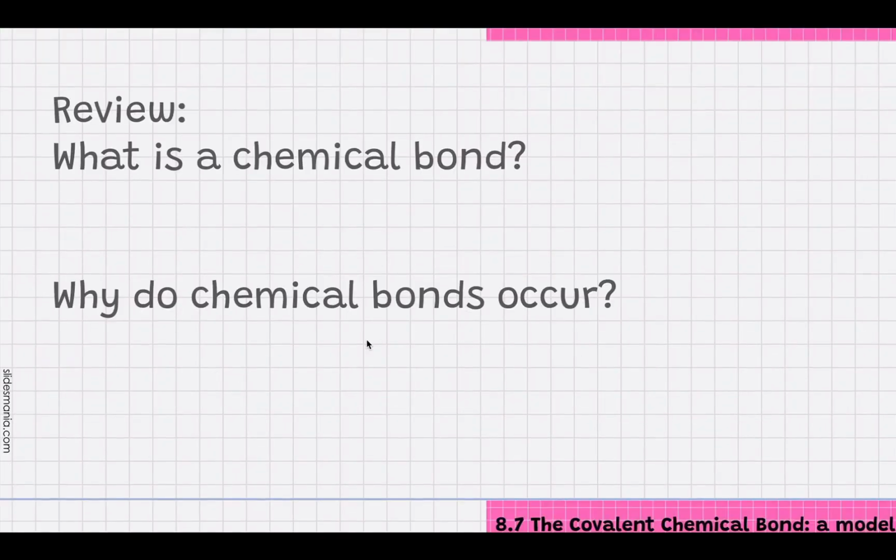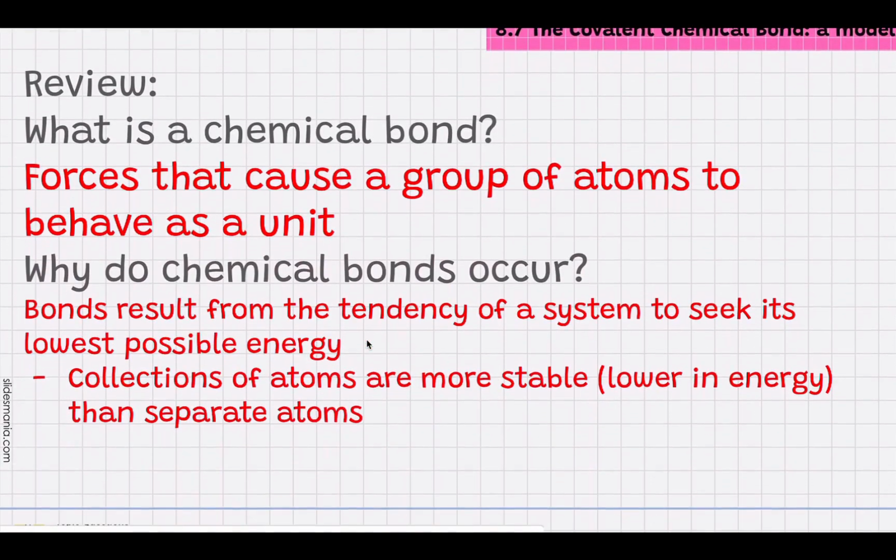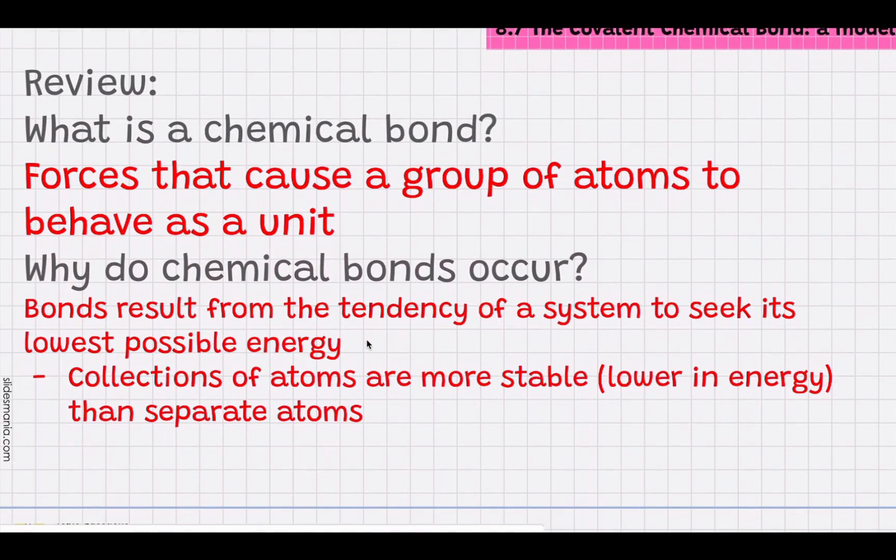So just to review with you, a chemical bond is a force of attraction between a group of atoms, and it makes them then behave as a unit. The bonds occur because there's a tendency for systems to seek the lowest possible energy. So being bonded together mostly results in lower energy, more stability than being unbonded atoms.